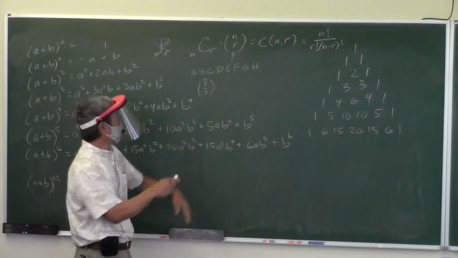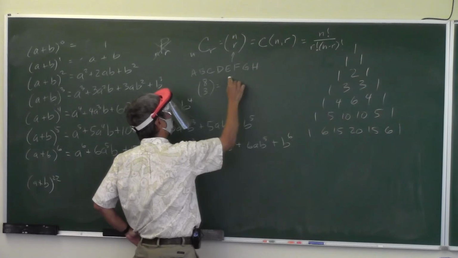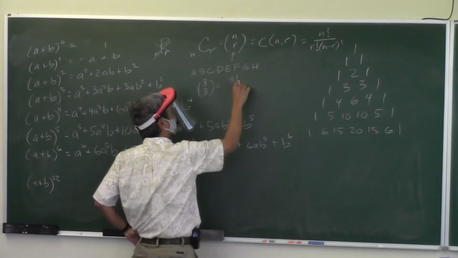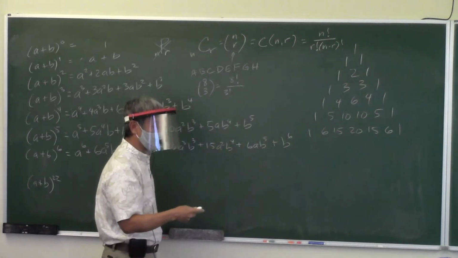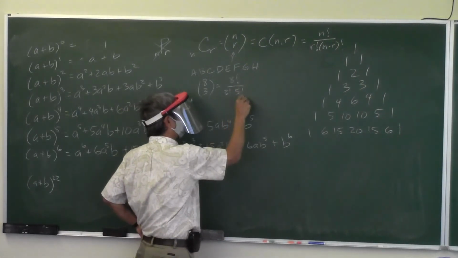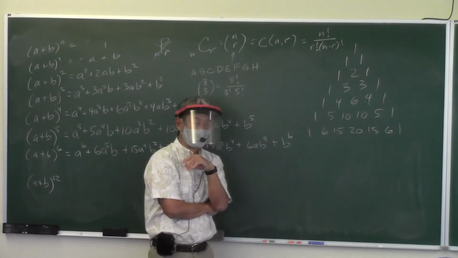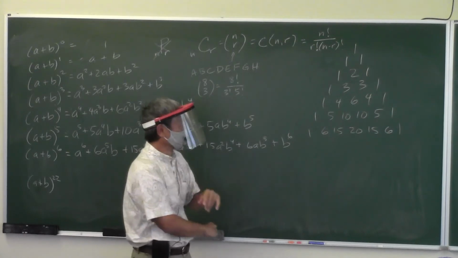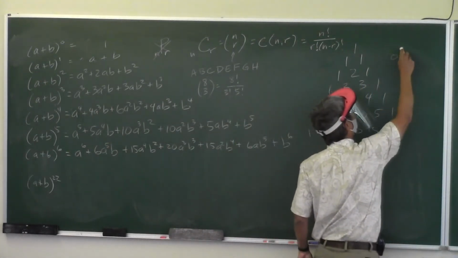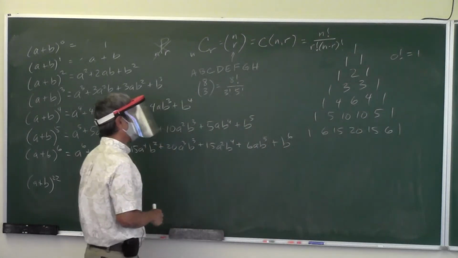Okay, according to the formula, what is that equal to? The formula's right there. 8 factorial over 3 factorial, and what is 8 minus 3? 5 factorial. Now, can I assume everybody knows what factorial is? You sure? What is 0 factorial then? 0 factorial by definition is 1, otherwise these formulas don't work.